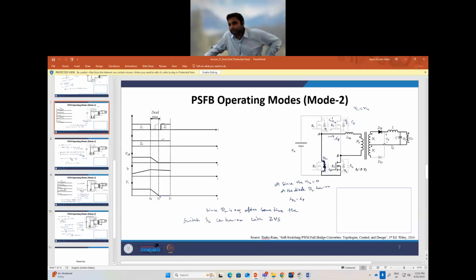So, sir, in some of the cases when we say VAB is some non-zero voltage, and that voltage is taken at the primary of the transformer, we say that VP is equal to VAB, and that is reflected on the secondary side.